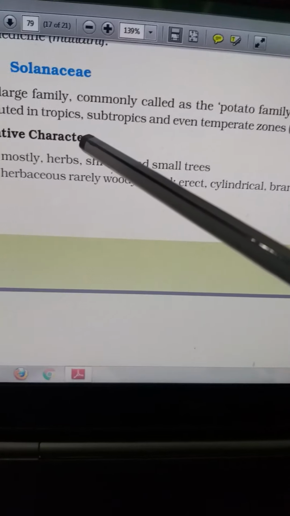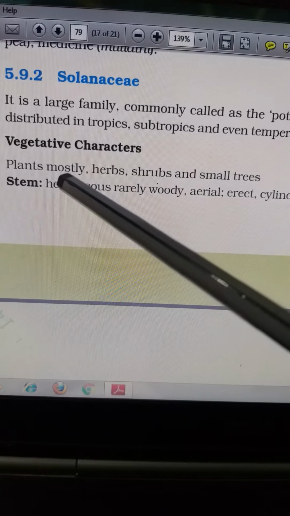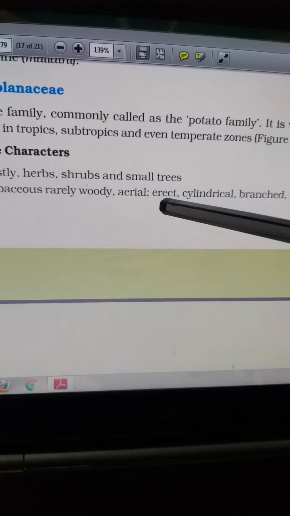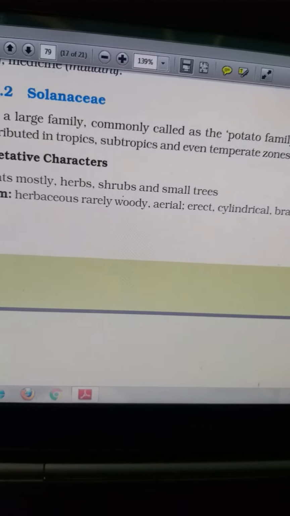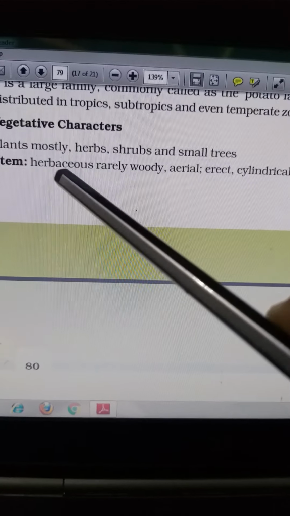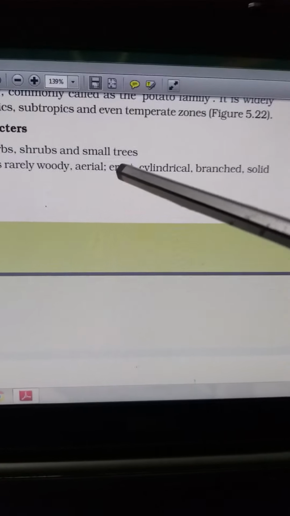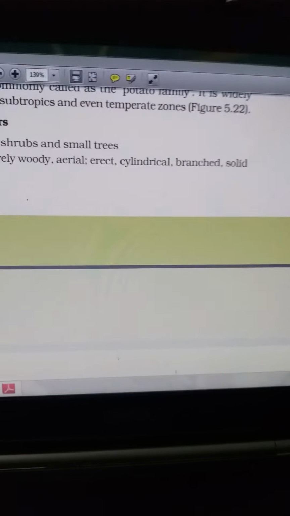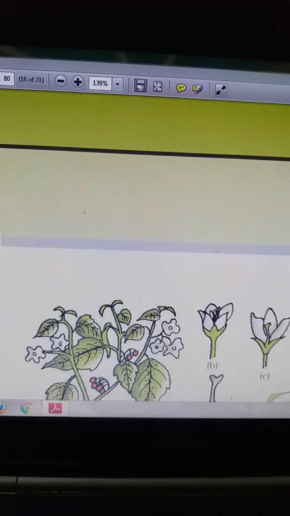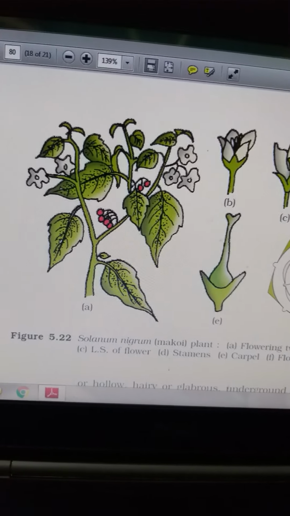Now what is the vegetative character? Vegetative characters means the characters other than the flower and the fruit. Plants are mostly herb, shrub and small tree, so they are found in all three. Now the structure of the stem. They are herbaceous but rarely woody. Some might be woody. They are aerial, erect, cylindrical, branched and solid. That means the stems are very strong. If you have seen a brinjal tree, you can make out the character like that. They are woody and bushy.